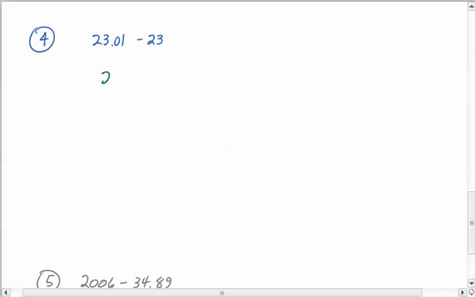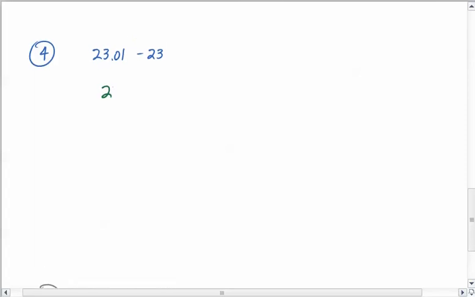Okay, so as I line these up, whoops. Now, this 23 has an understood decimal there, so I'm going to line up the decimal there. So there's nothing here, and remember, 1 take away nothing is just 1. 0 take away 0 is 0, so that's not a problem. I didn't have to borrow or anything. And then, of course, there's nothing and nothing, so 1 hundredth, right? That's the answer to that one. Last one.